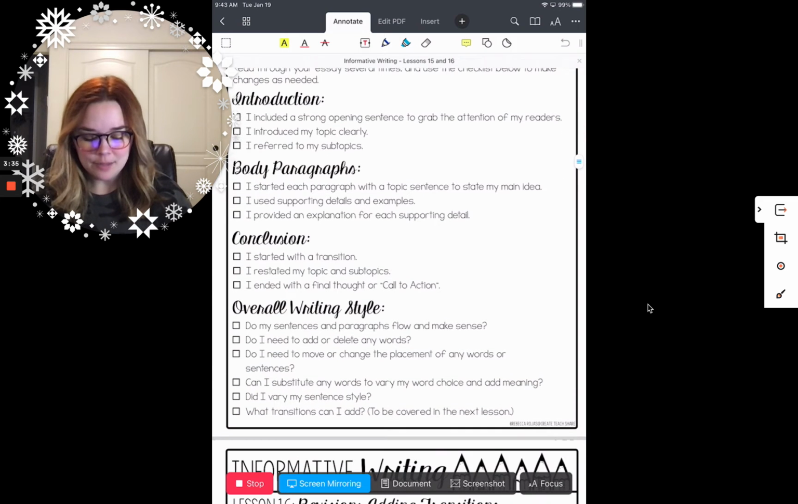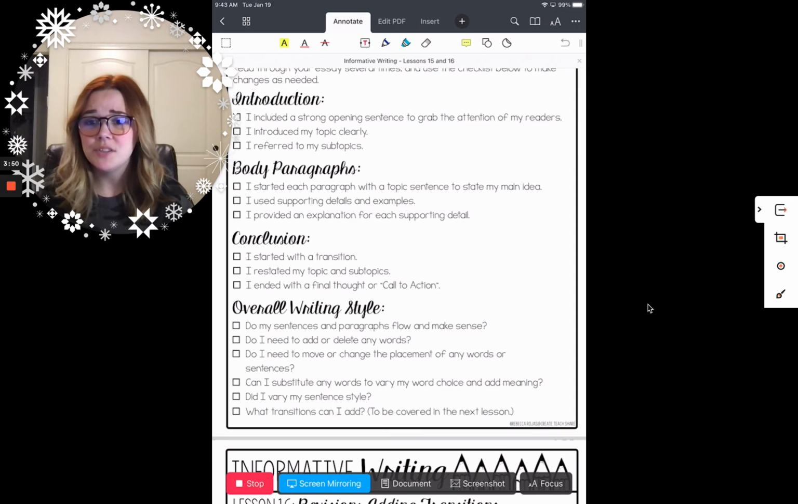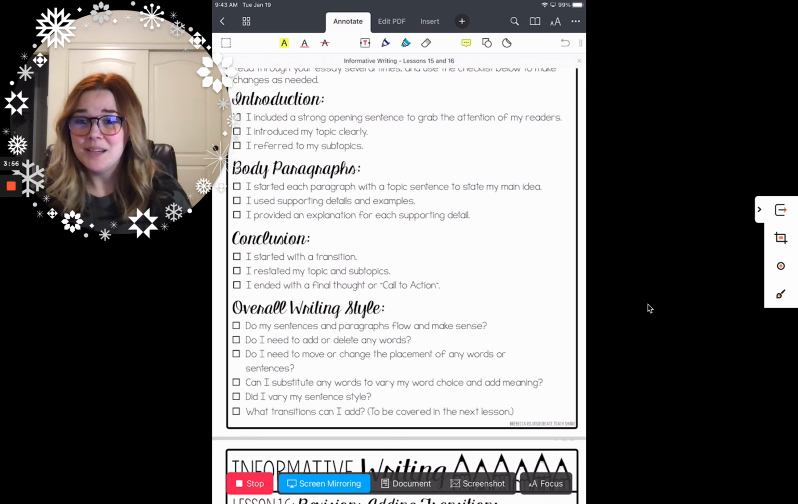And then finally, you want to look at just your overall writing style. Just look overall at the things that you wrote. Do your sentences and paragraphs flow and make sense? Like I said, read it out loud, or even have somebody else read it out loud. Mom, dad, brother, sister, grandma, grandpa, anybody. Have them read it out loud and tell you, does this make sense? Does it flow?